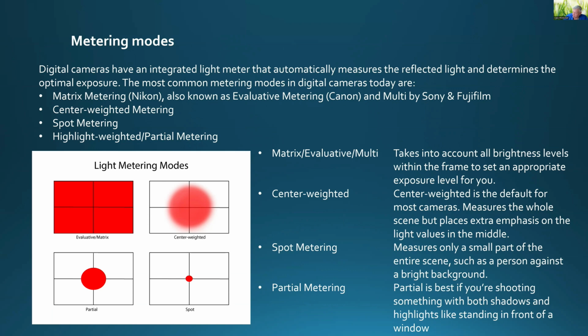Partial metering is something to use with both shadows and highlights. So that would help with the window as well. So you've got two options for that. Personally, I use the center weighted almost all of the time.